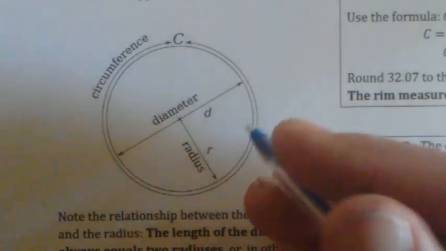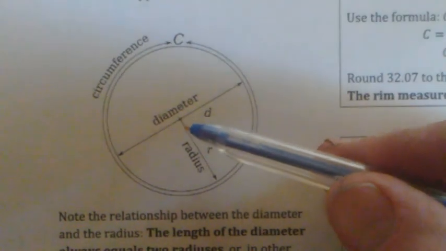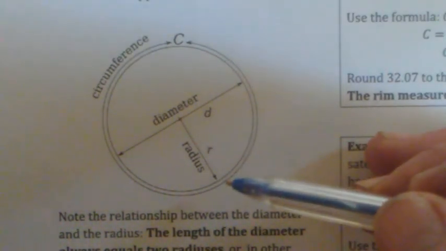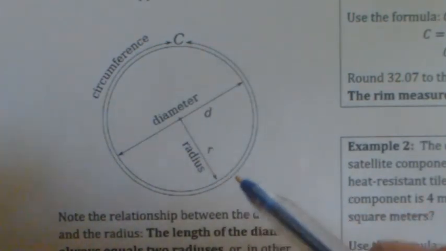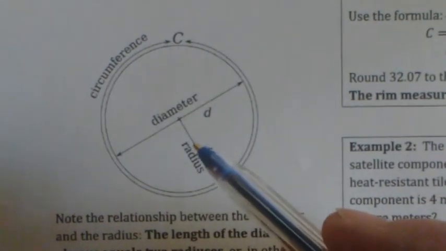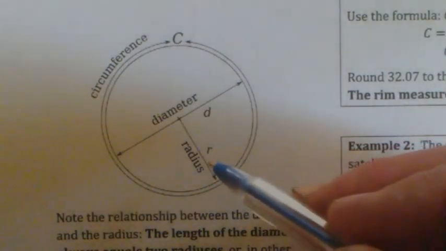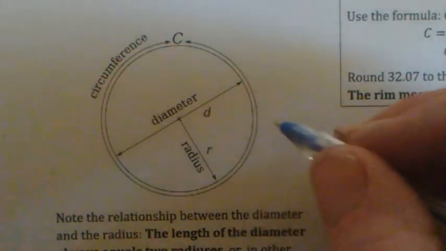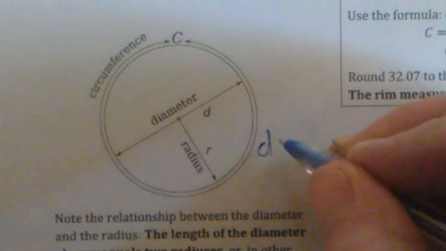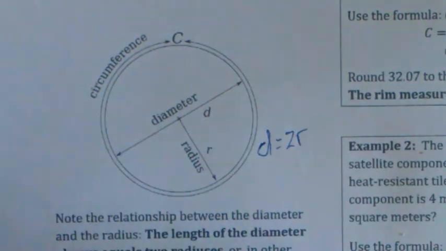I think more important is the radius. The radius is the distance from the center point to the circle, to the outside. That's how the circle is formed, by finding points that are the same radius, the same distance from the center. How are they related? Well, if you put two radiuses together, it makes the diameter. Diameter is equal to 2 radiuses. Oh, that's important to remember.